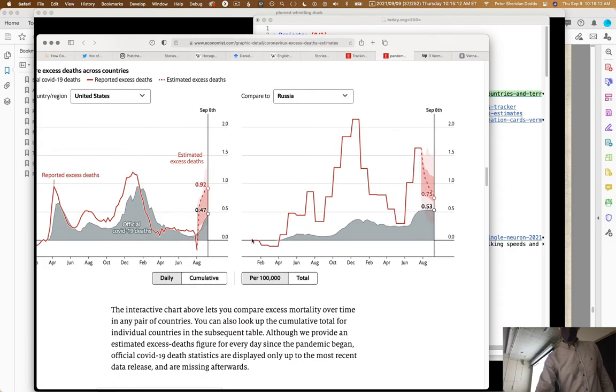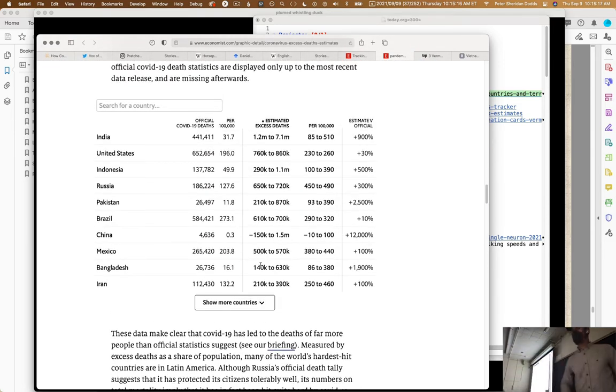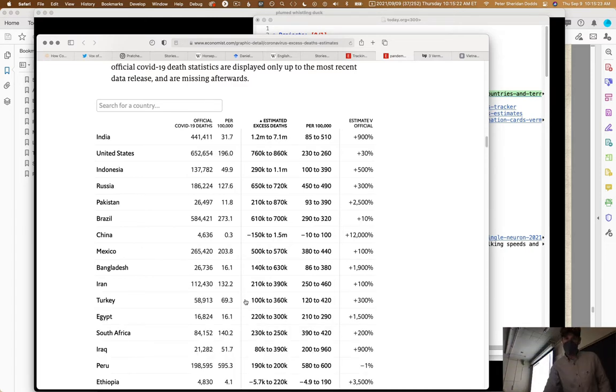Okay, so I thought we could look at some. There are many more countries here to look at. These are interesting things to order, and it's ordered by excess deaths. So this is total. India may have had 7 million. Again, this is a range, right? This is a 95% interval, 1 to maybe 7. It's a lot of people.